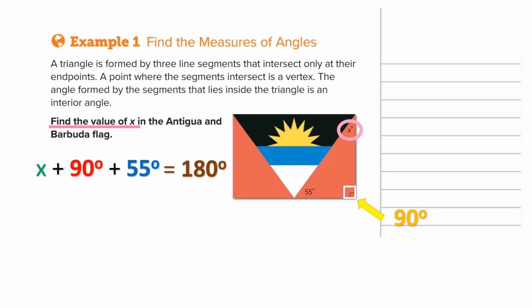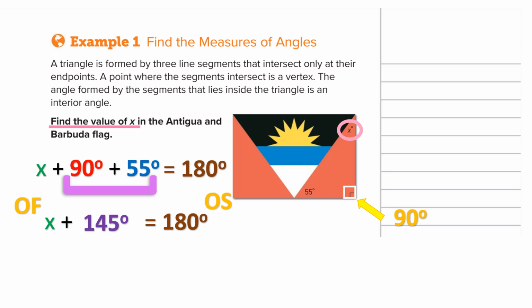First, I have to do any math that I can on the left-hand side where the variable is. So I'm going to add my 90 and my 55. That gives me that x plus 145 equals 180. And what are the two steps that we always do in algebra to solve for a variable? The opposite function on the opposite side. So when I look at my variable, I look at what math is happening to it. I'm adding 145 degrees. So I'm just going to do the opposite of adding 145, and that is subtracting 145. That just cancels those out.